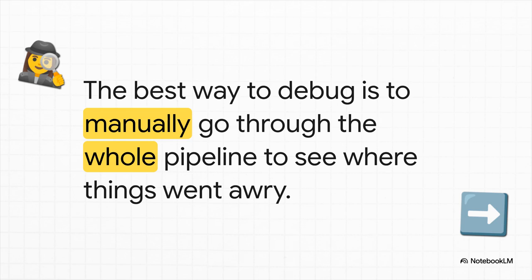So, instead of just randomly changing things and hoping for the best, we've all done it, we need a game plan. We're going to approach this methodically. We'll start at the very beginning of the pipeline and check each component one by one. That's how we'll find our clues.